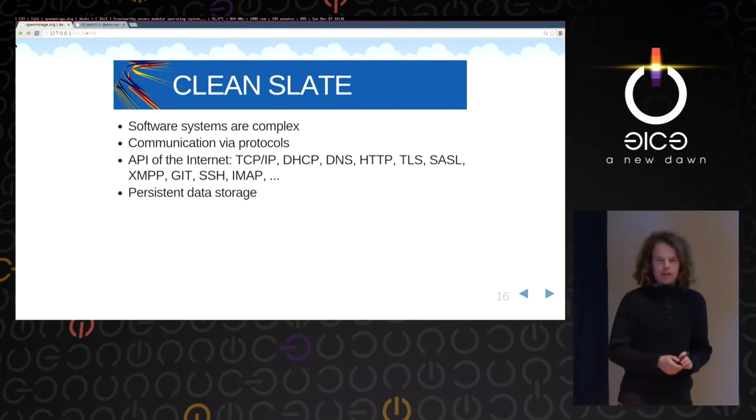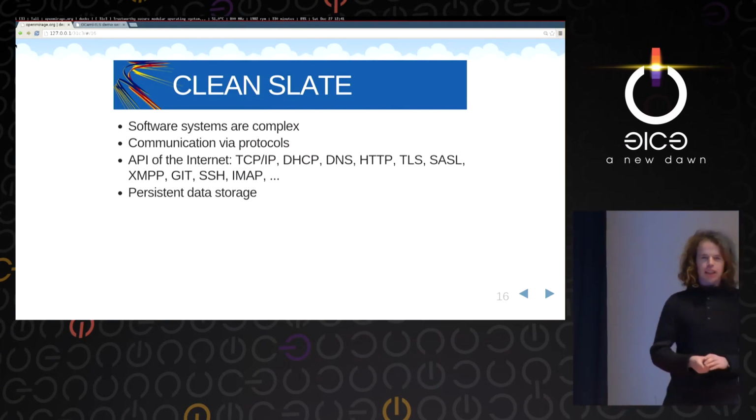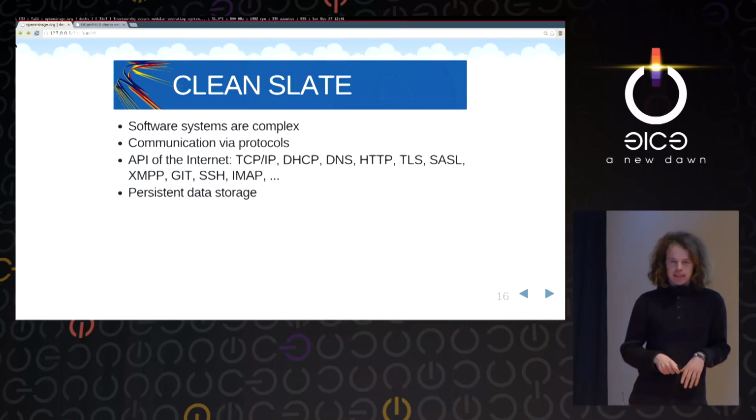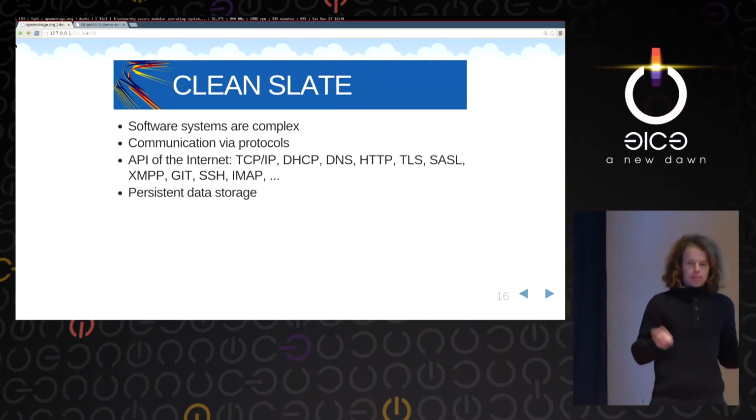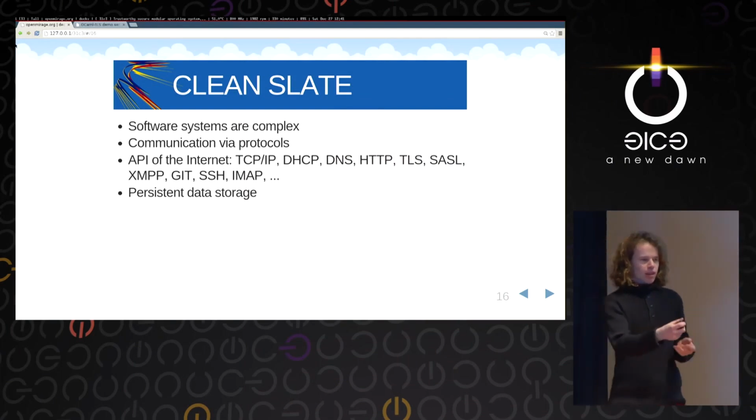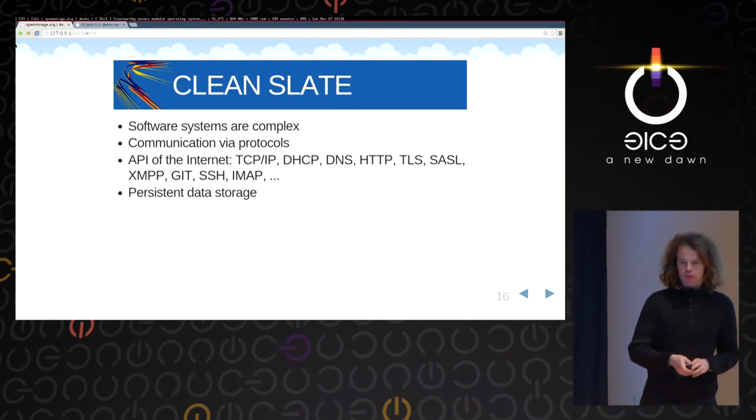So, software systems are complex. Yes, today's communication interfaces are complex because we have a variety of computers. But fortunately, the communication is done via protocols, which are more or less standardized or formalized by the IETF and so on. So the API which we actually need to implement for a clean slate approach is the API of the internet, which might be TCP/IP, DHCP, DNS, HTTP, whatever. Some security, maybe TLS, SSL for authentication, then maybe some Git, some SSH, some IMAP to communicate with the other peers, with the rest of the world.